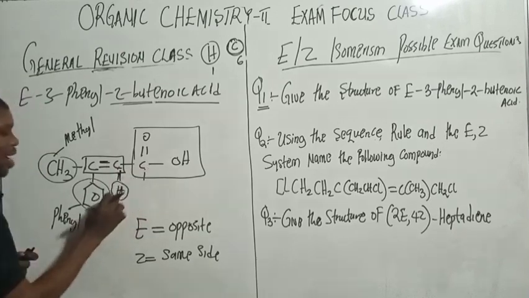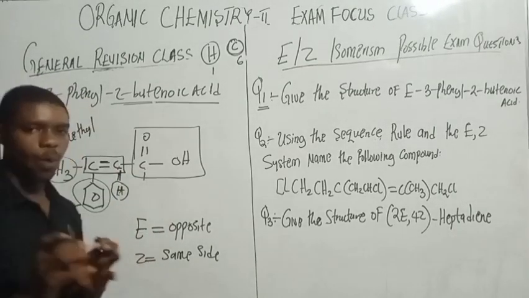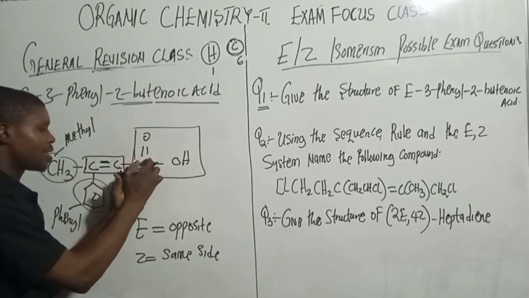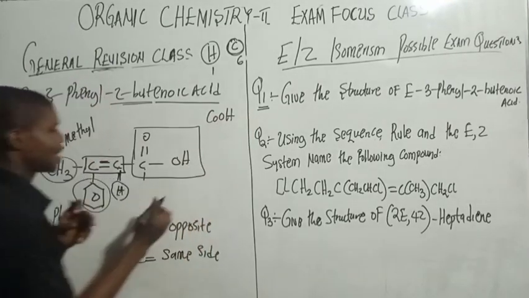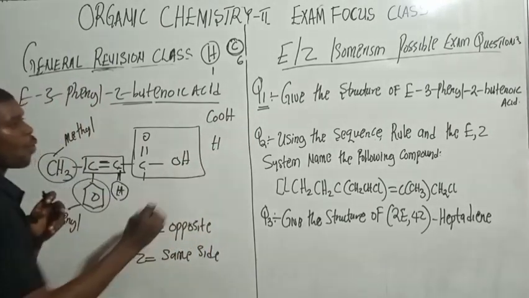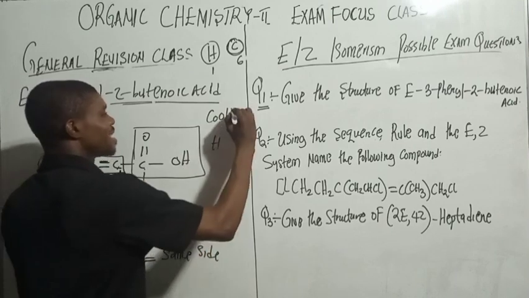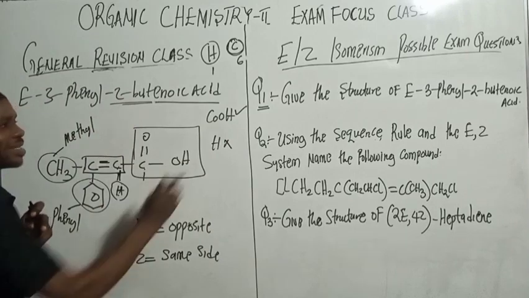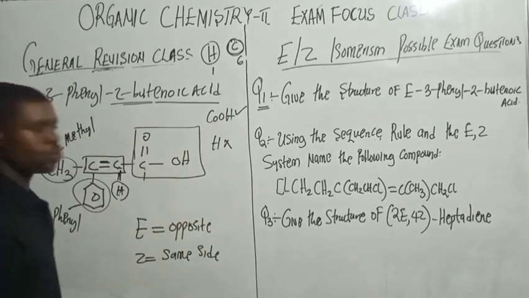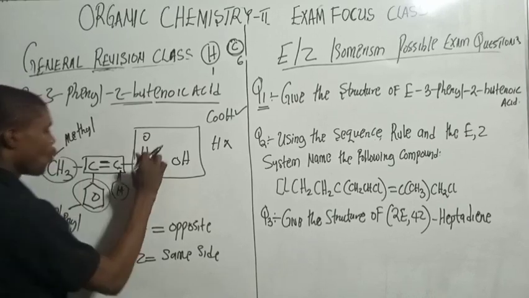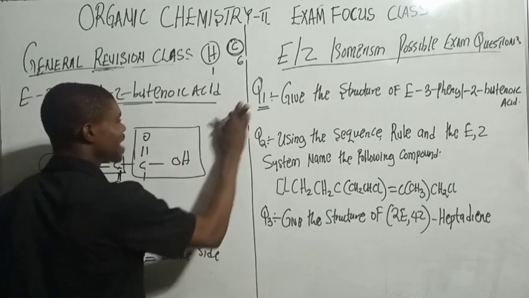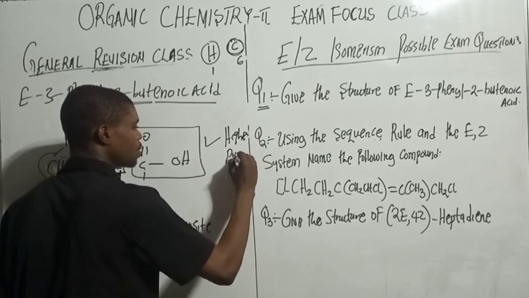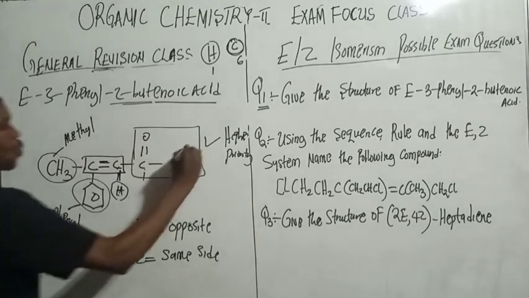This one will attract hydrogen when it comes to the sequence rule. I will go by it again. Now, this carbon atom has a COOH group, and this other one has a hydrogen. When you have a COOH group and hydrogen, the COOH takes higher priority than hydrogen. So when you compare these two, this one has higher priority. Okay, so you mark it out.